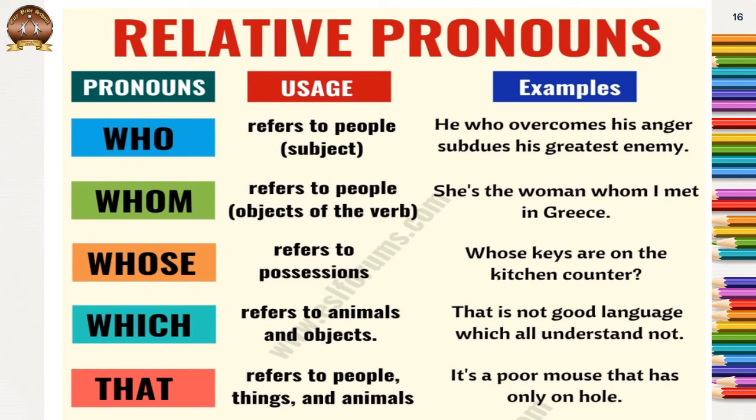Now let's understand the usage of the relative pronoun who. It refers to people who act as the subject of the sentence. Then whom refers to people who act as the objects of the verb. Then whose refers to possession, which refers to animals or objects, and that refers to people, things and animals. Example: he who overcomes his anger subdues his greatest enemy. She is the woman whom I met in Greece, whose keys are on the kitchen counter. This is not a good language, which all understand not. It's a poor mouse that has only one hole.